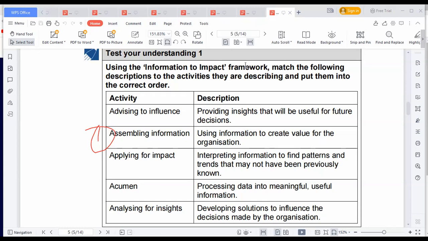The second one, what is the second activity? Analyzing for insight. Okay, so assembling information, then analyzing for insight. Yes, I agree. That's point number two. It matches with what?